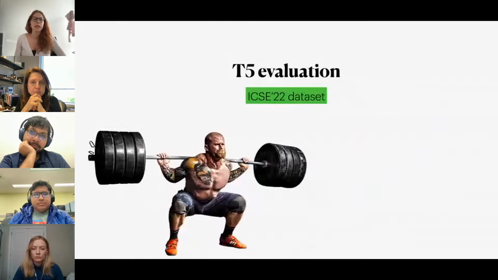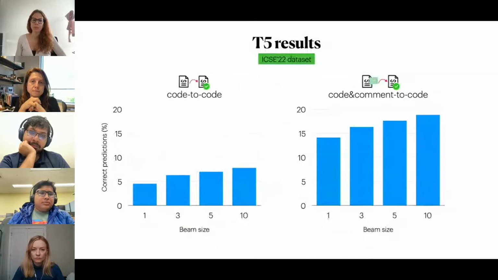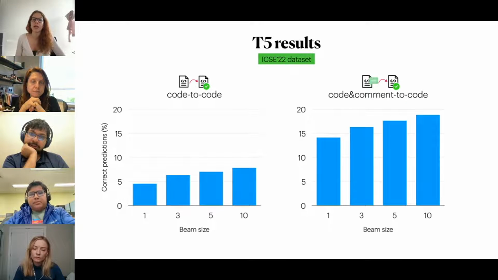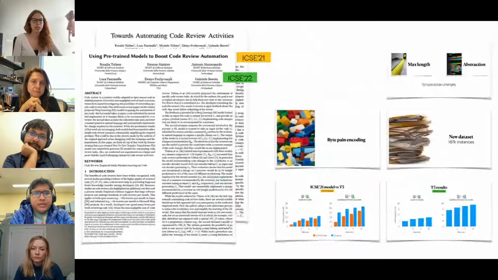Then we evaluate T5 on the bigger and more complex dataset. And here we have the results. We can notice that the performance of T5 here on the new dataset is lower compared to the performance obtained on the ICSE21 dataset. But this was something that we expected because, as I said, in the new dataset, we have more complex code changes. So this concludes my presentation.